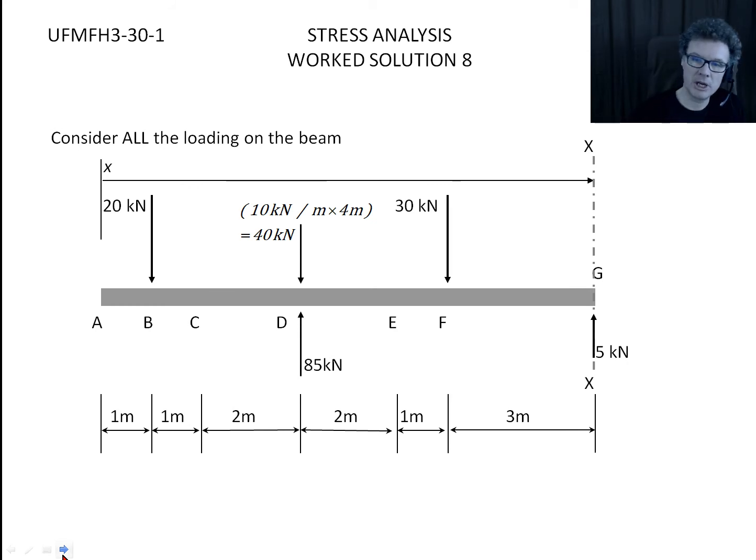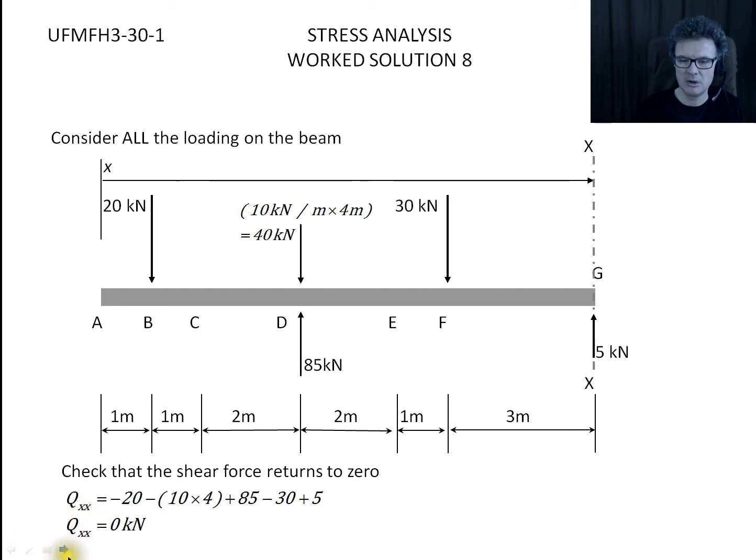Maybe as a final check, I want to move all the way to the end and check my shear force is coming to a 0 value. So let's check the shear value is returned to 0. Previously we had a minus 5. If we add on the 5 at the end, we end up with Q equals 0, so that works.